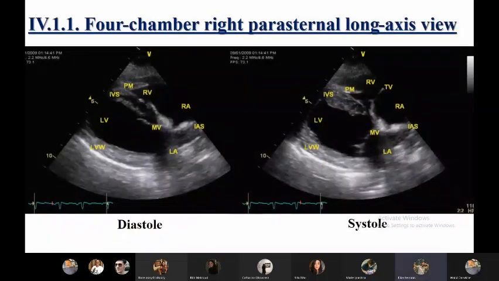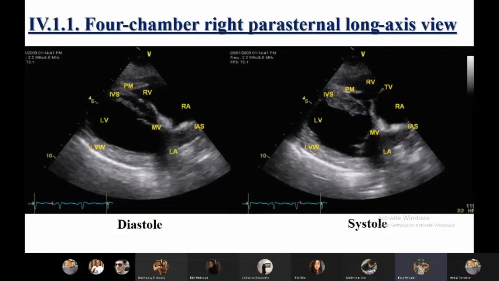Now for the first view, the 4-chamber right parasternal long axis view. In these images, we can see the right ventricle, the right atrium, interatrial septum, interventricular septum, papillary muscles, mitral valve, left ventricular wall, and left atrium, both in diastole and systole. In this view, the assessment of all 4 chambers, mitral valve morphology, left ventricular geometry and function is possible.